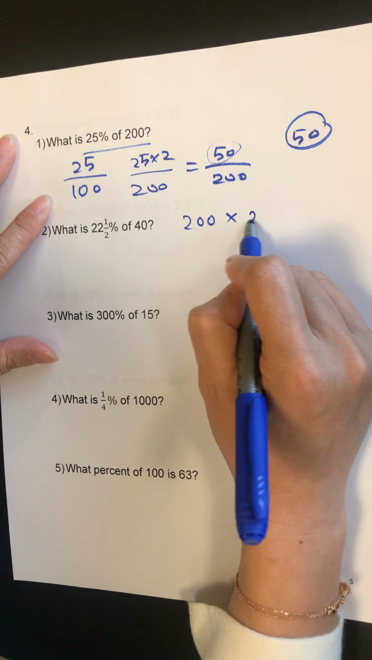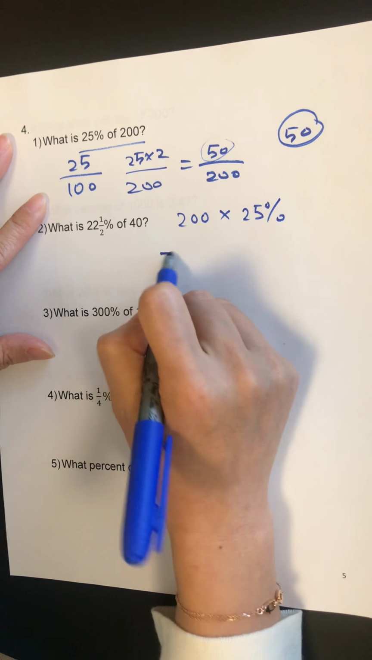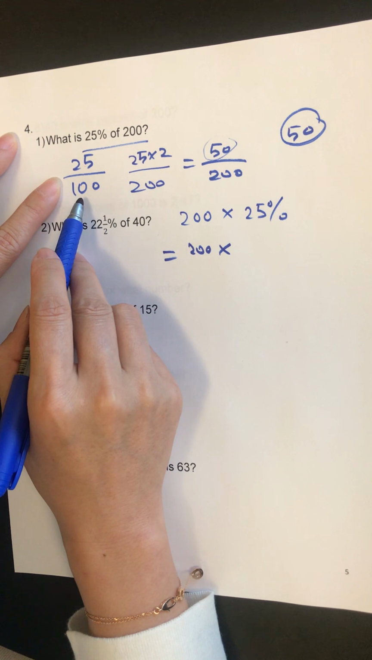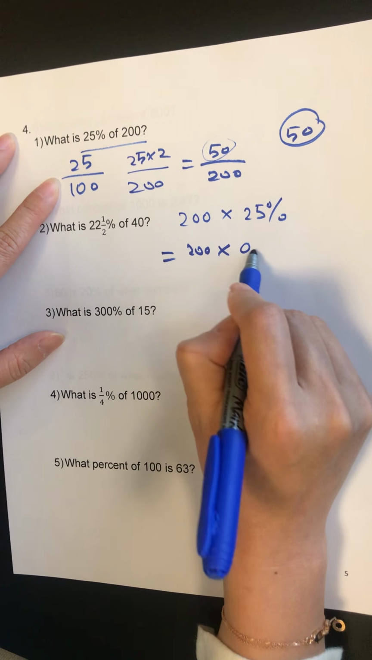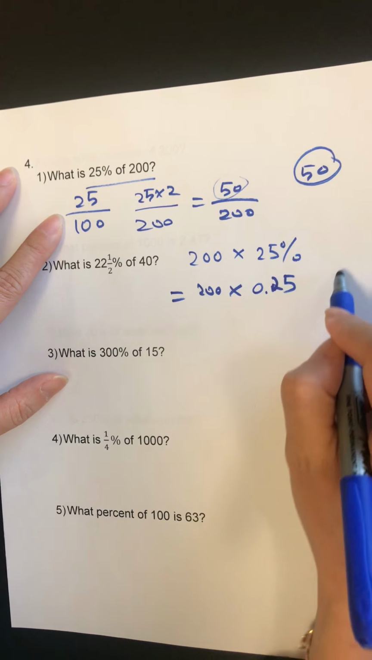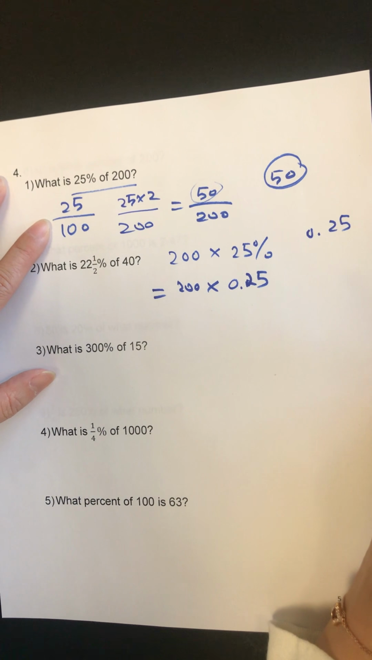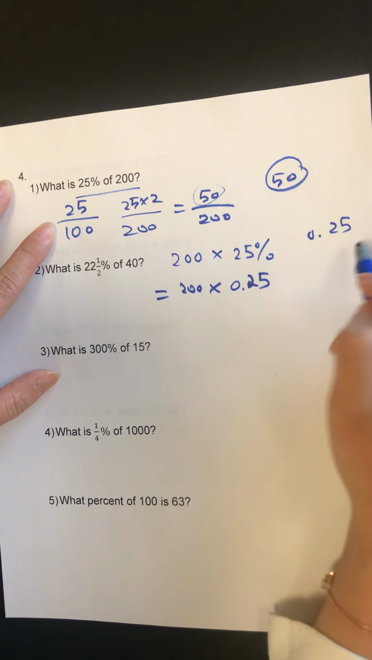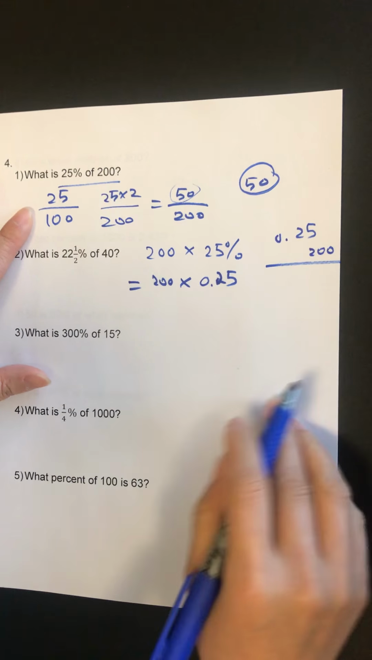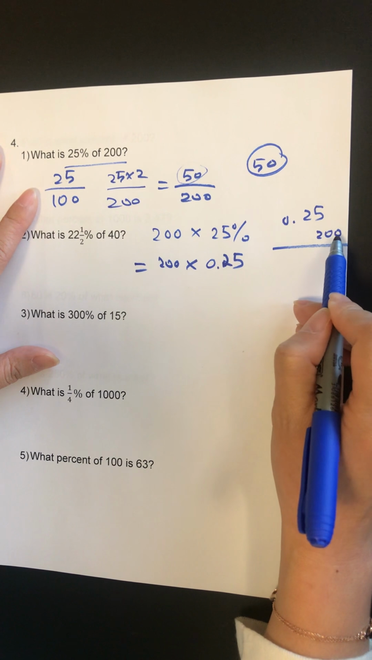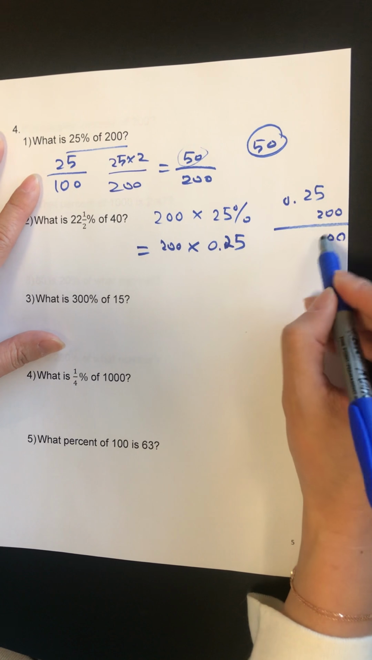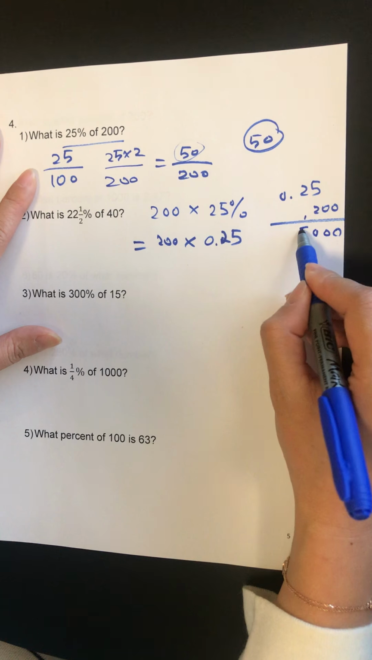200 multiplied by 25%. 25%, we convert that into decimal numbers. Basically, 25 divided by 100 is 0.25. So 200 multiplied by 0.25. We can do it just as we do for multiplication using whole numbers. So 0.25 multiplied by 200. We can leave the 2 zeros out because 0 multiplied by anything is still 0. We carry down the 2 zeros, and 2 times 5 is a 10, 2 times 25 is a 5.